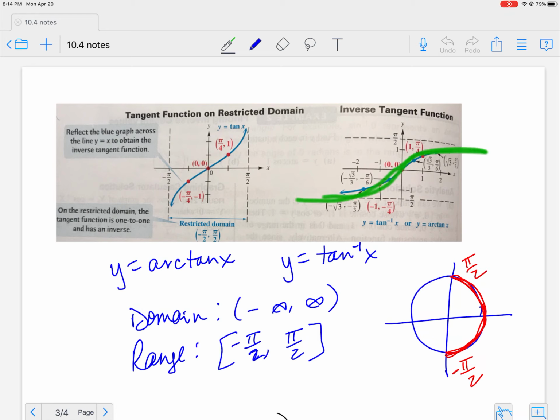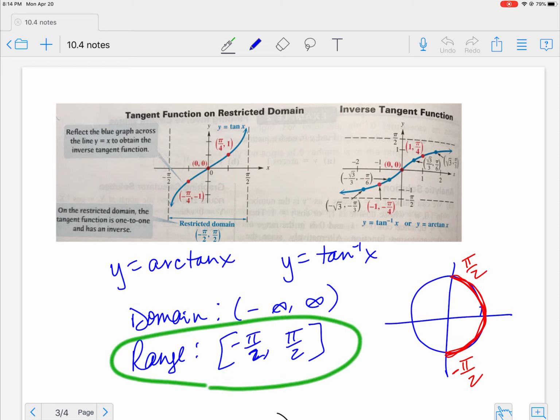Which in turn does this, right? Instead of having horizontal asymptotes, I now have these vertical, instead of having vertical asymptotes, I now have these horizontal asymptotes from negative pi over 2 to pi over 2. This is going to make a big impact later with inverse tangent. For now, let's just say, oh, cool, there's inverse tangent.